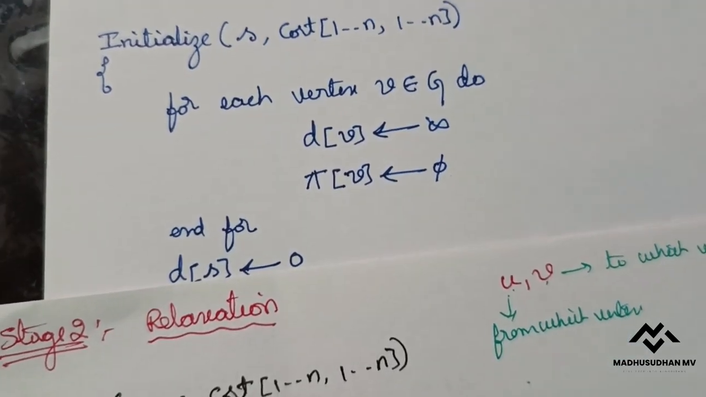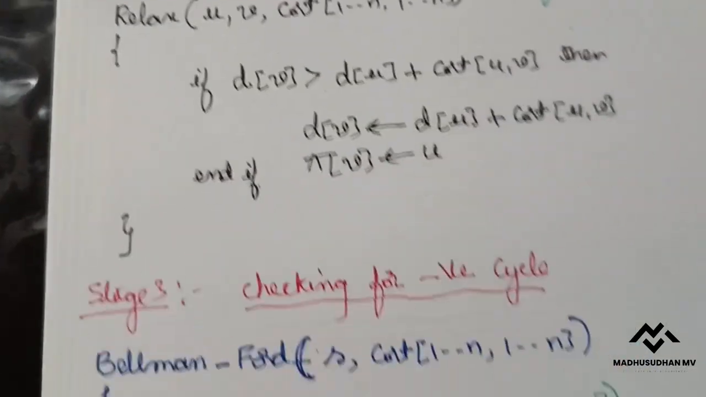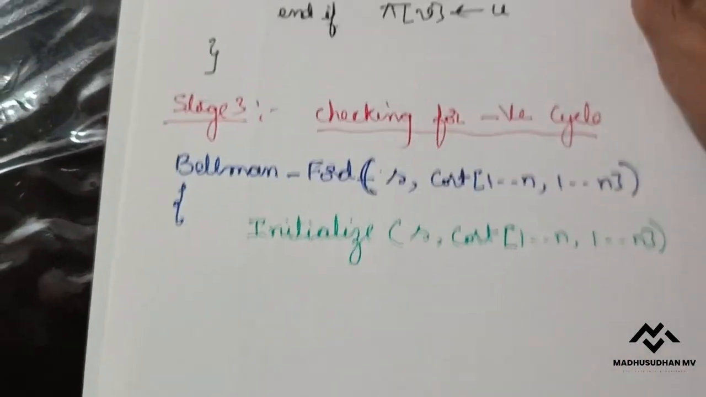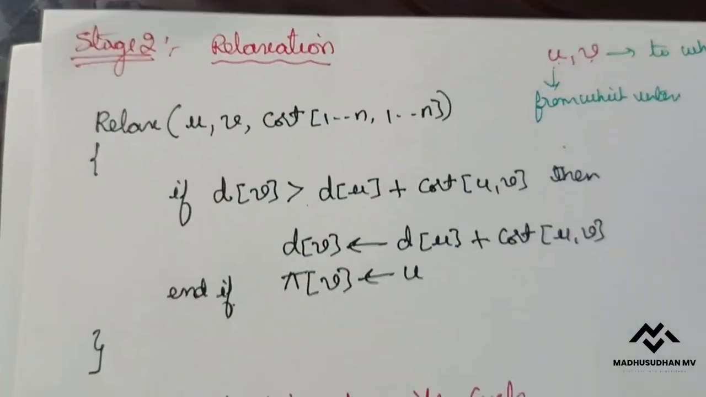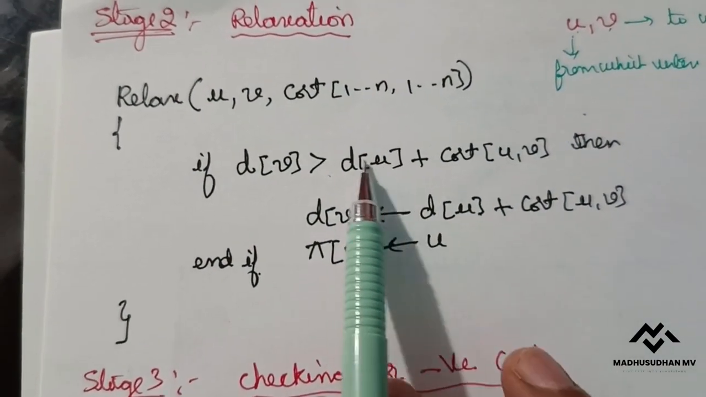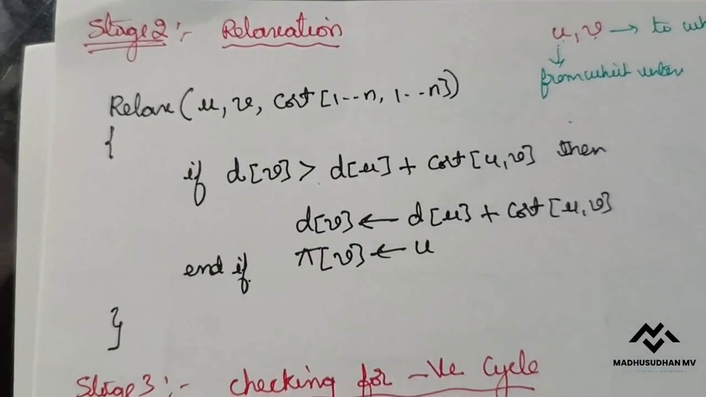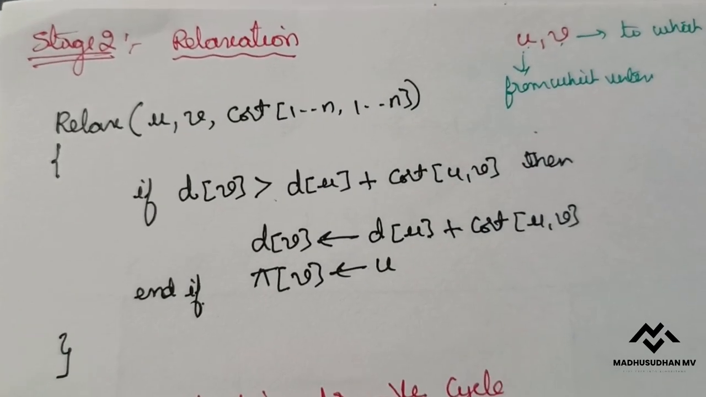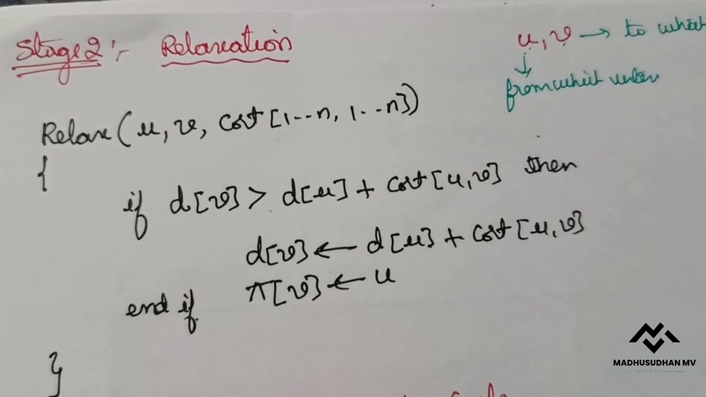Then what will it do? I told you it will do this relaxation. When it is doing this relaxation, here it will work for only one edge. But this relaxation is done for what? For all the edges, n minus 1 times.